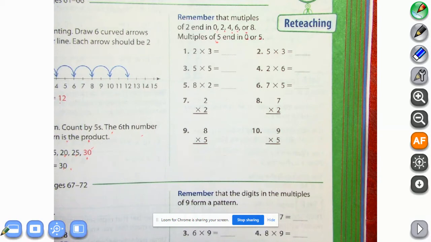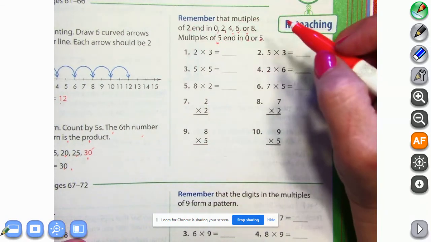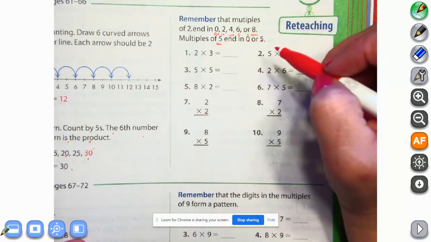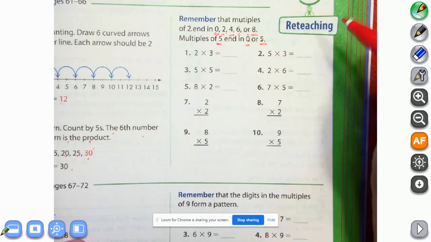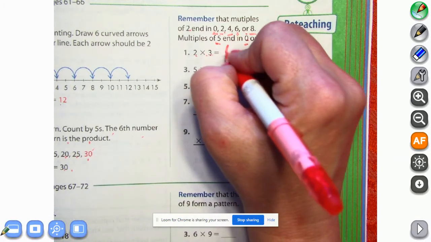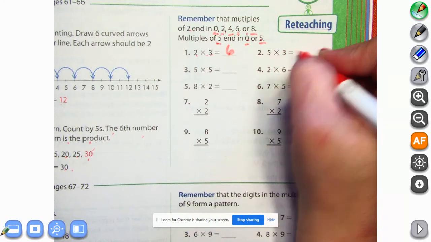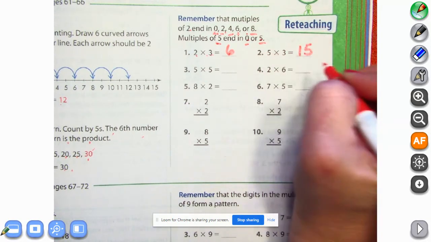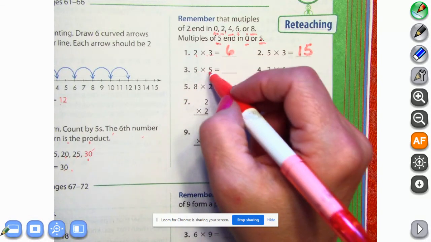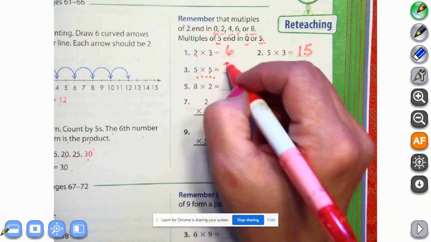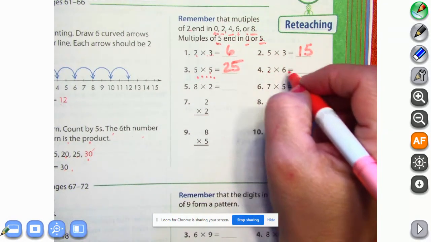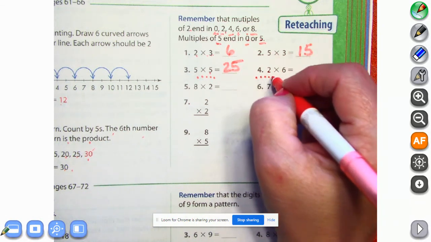Okay, so what does that actually mean? That means that if you are multiplying by 2, the answer has to have one of these numbers in it. If you're multiplying by 5, it has to have a 5 or a 0 in it at the end. So 2 groups of 3. We skip count by 3, 3, 6. 5 times 3, we can skip count by 5s, 5, 10, 15. Multiples of 5. 5 times 5. 5, 10, 15, 20, 25. Multiples of 2 times 6. 2, 4, 6, 8, 10, 12.